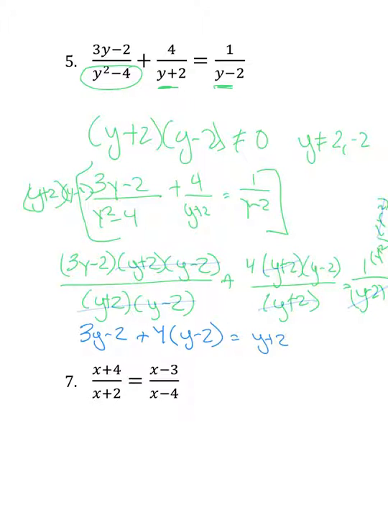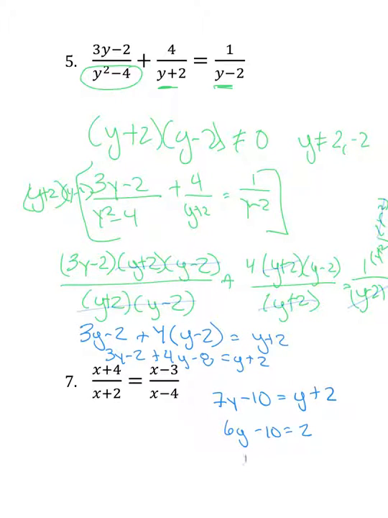So we distribute, and we combine our like terms. And if I subtract y, I've got 6y minus 10 equals 2. 6y equals 12, and I get y equals 2. Oh man. So remember, y could not equal 2. So again, this gives us a situation of no solution.